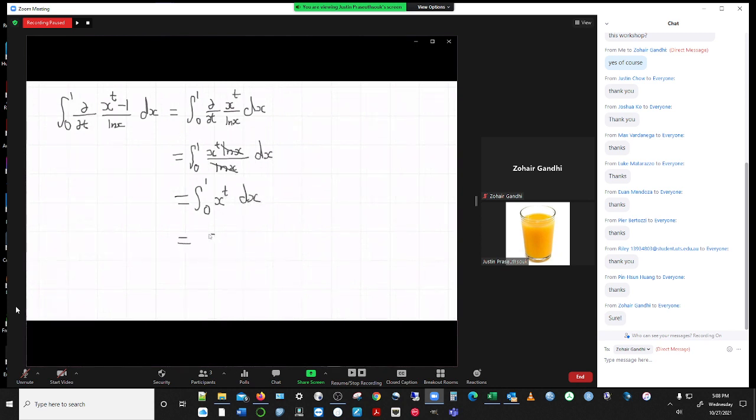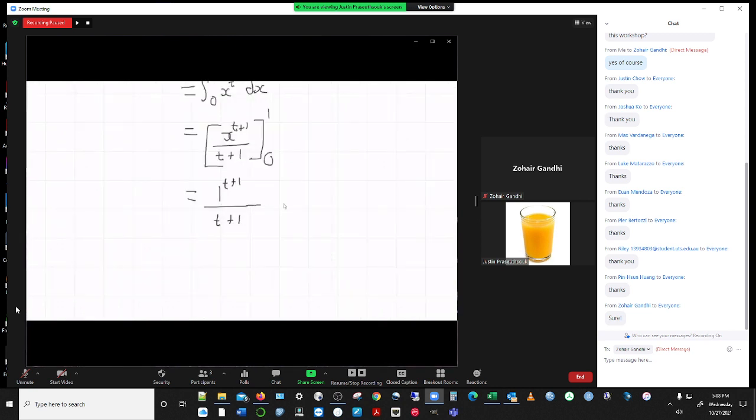And now the integral is simple enough to just integrate using the power rule, which leaves us with x^(t+1) over t+1, from x equals 0 to x equals 1. And with a bit of working out, this is just equal to 1 over t+1.